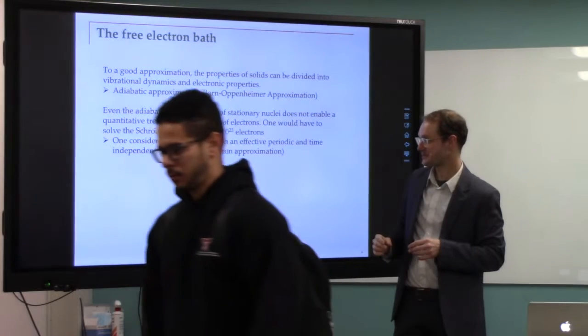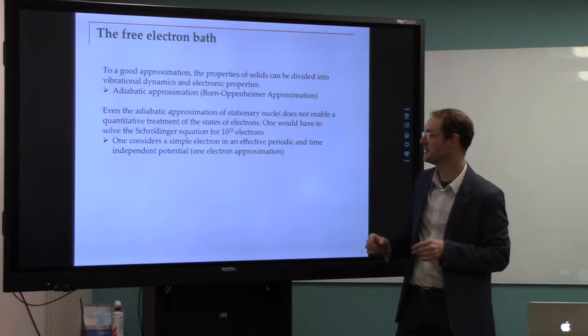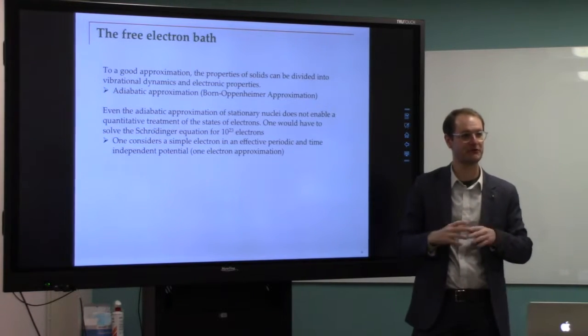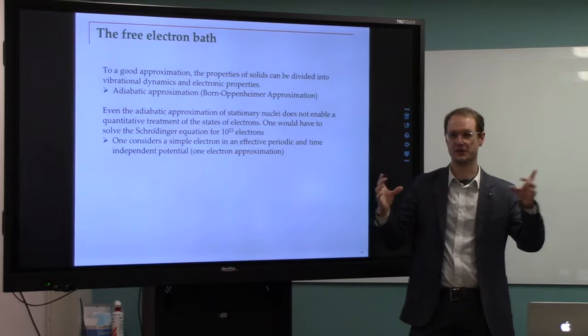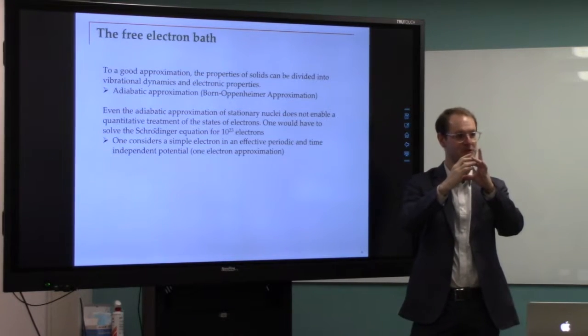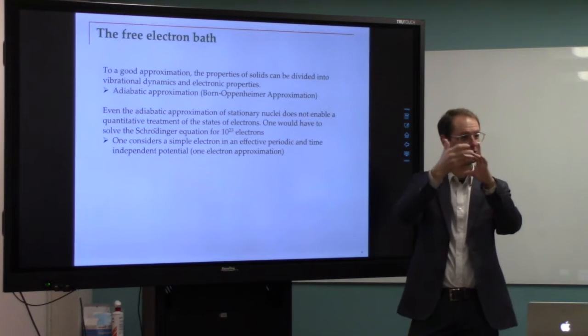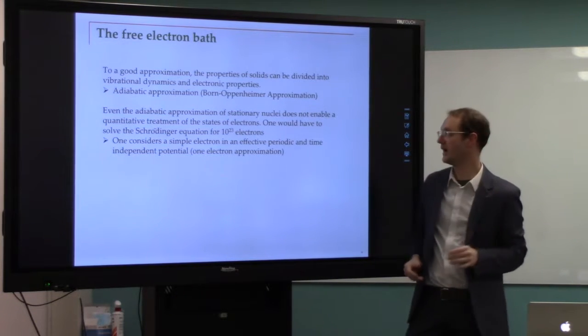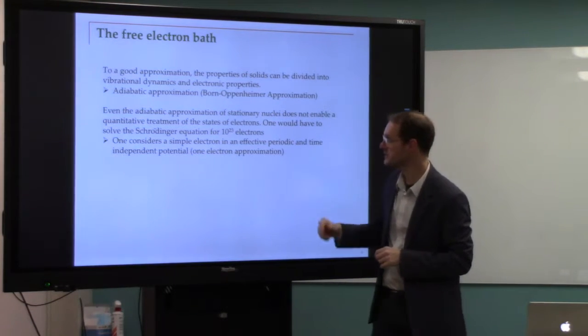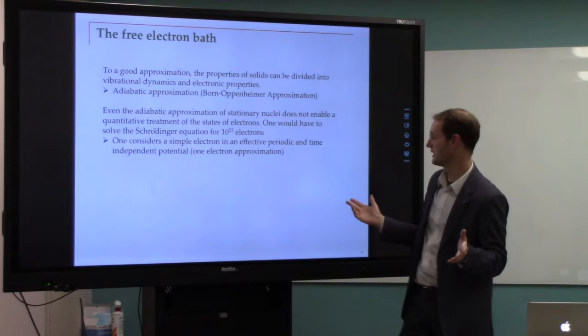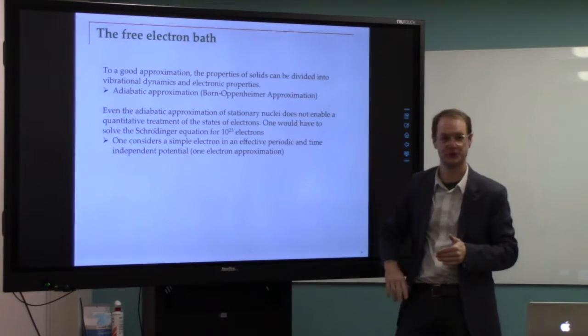So our approach is going to be, we're either going to have to use some sort of simplification, such as considering a small part of the solid and using a periodic boundary condition on the electronic wave function, similar to how we talked about previously, or we can use some sort of simplified model to consider the electronic structure. And so that's what we're going to do today.